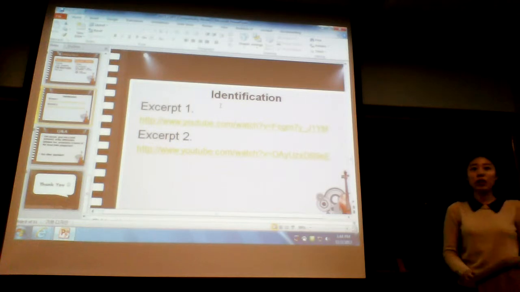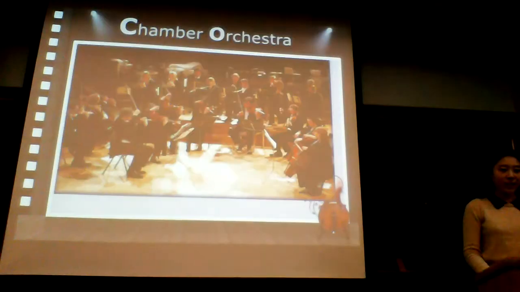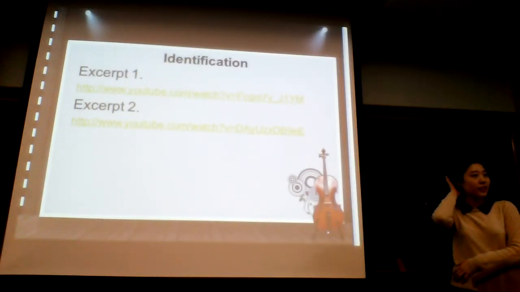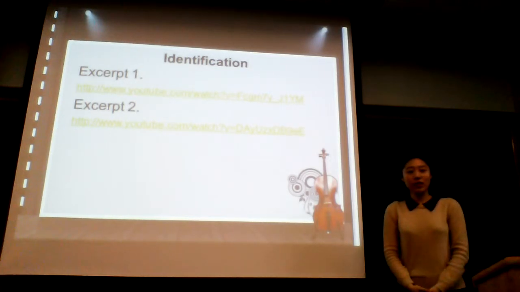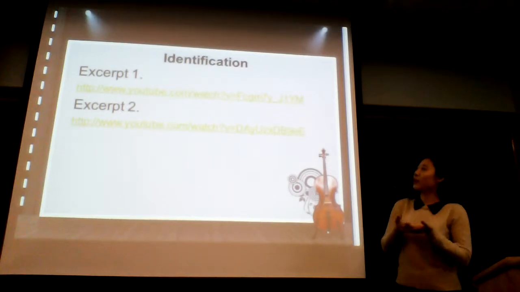Can you identify the first one? I think the first one is chamber orchestra, because it sounds like a small group of instrumentation. Yes. And the second is philharmonic orchestra. Why? Because we heard lots of different instruments. The same, full sound. Yes, you're exactly right.